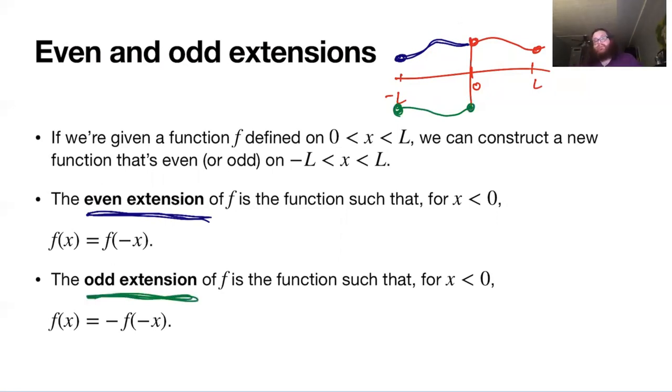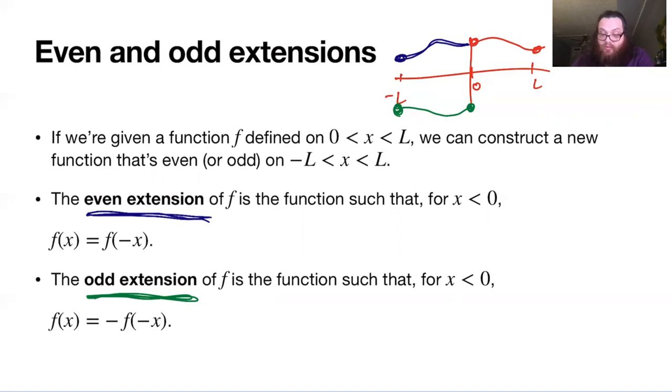Okay, but these are just two ways to extend the definition of the function to the entire interval negative L to L in a way that works well with Fourier series. Of course, there are plenty of other ways that we can extend the definition, right?